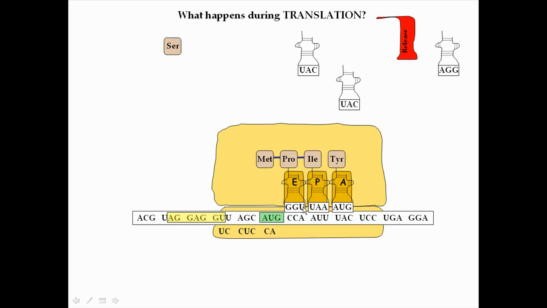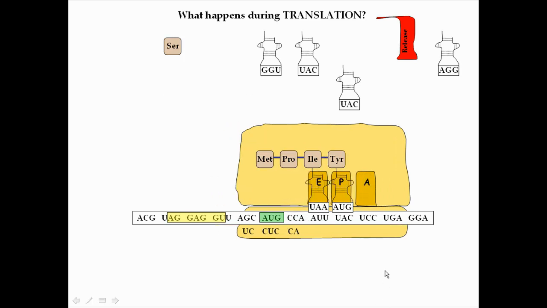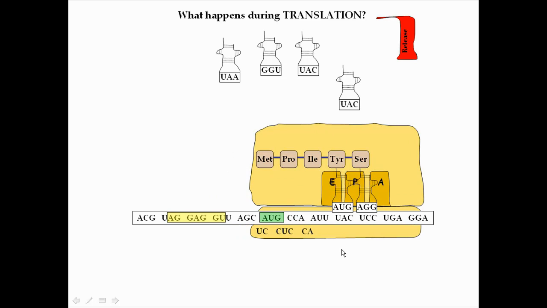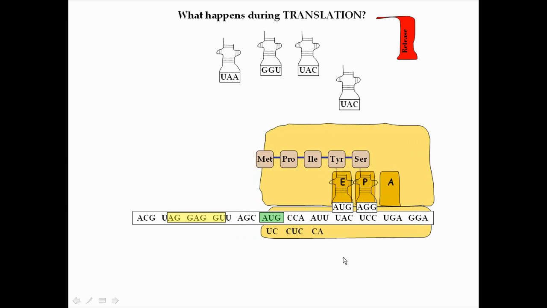After this transfer RNA has done its job, it leaves. That allows the ribosome to ratchet over. And so whatever UCC encodes for, there's a transfer RNA that's going to bring its amino acid there. A peptide bond ends up forming. This transfer RNA has done its job, so it can leave, and then the ribosome ratchets over. This all occurs over and over again until the ribosome reaches a stop codon.